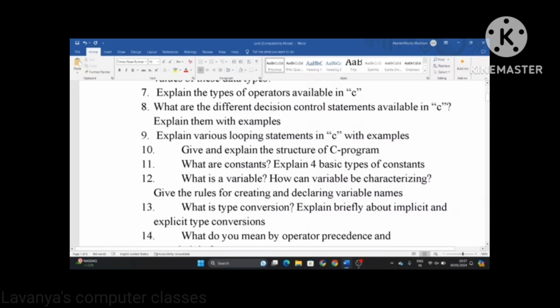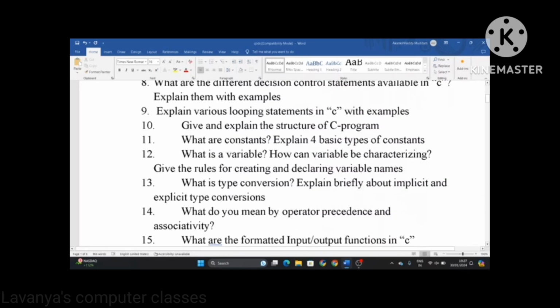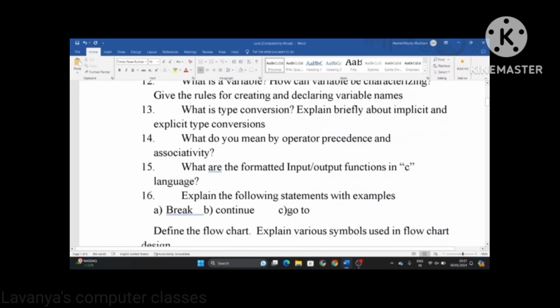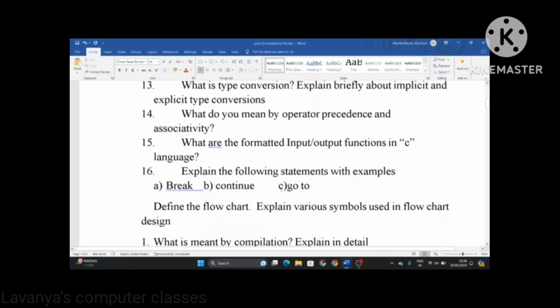Very, very important questions: What do you mean by operator precedence and associativity? What are the formatted input-output functions in C language? Explain the following statements with examples: break statement, continue statement, goto statement. So these all are essay type questions.